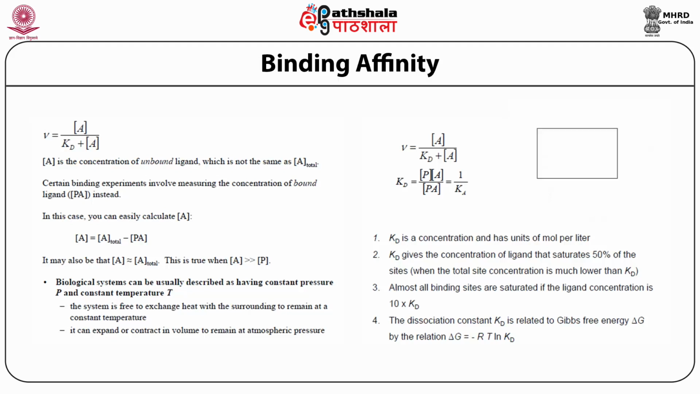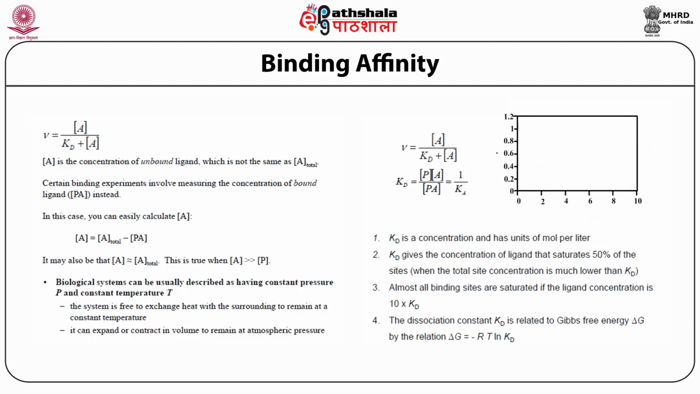Certain binding experiments involve measuring the concentration of bound ligand PA instead. So in this case, you can easily calculate the value of A equals A total minus PA. It may also be that A equals A total. This is true when the concentration of A is very high, much greater than P.